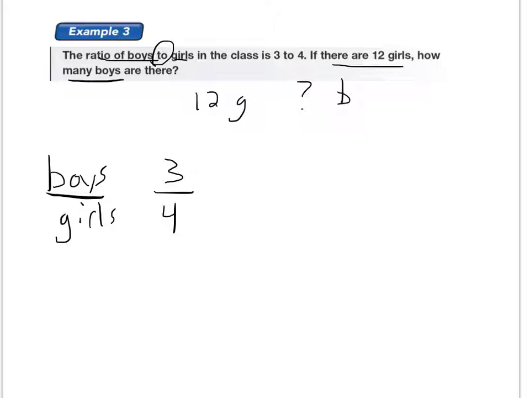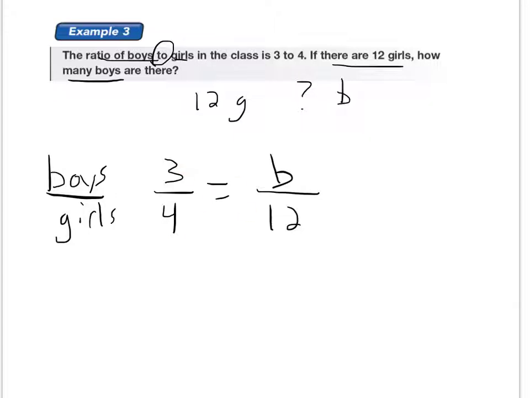Here's what I can do. I can set up a proportion for this. I can set 3 boys out of 4 girls equal to some number of boys out of some other number of girls. Well, I know that's telling me there are 12 girls in the class. So if I look, here's my girls. 12 goes on the bottom there. And I want to know how many boys. So I'm going to put a letter up there. So we can use proportions to find this kind of information. So 3 boys to 4 girls is the same as how many boys compared to 12 girls.